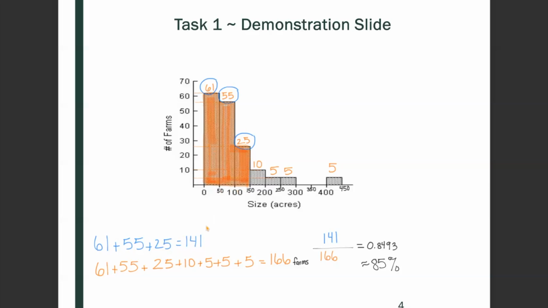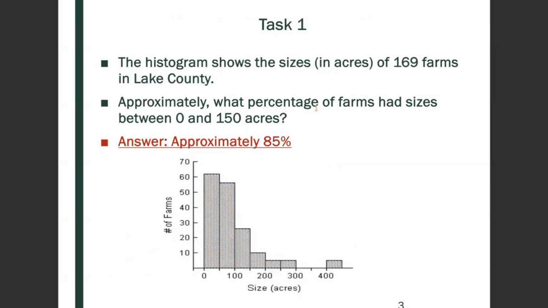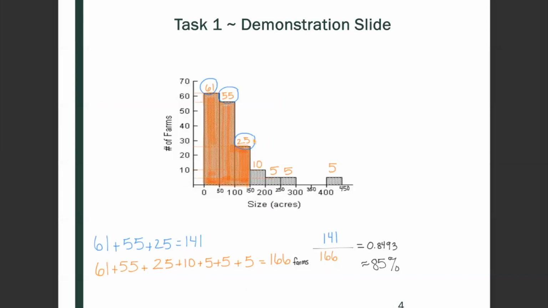So the question asked again, what percentage of farms had sizes between 0 and 150 acres? If we add up the height of these bins, we'll get the number of farms that are 0 to 150 acres. But in order to get that proportion, we also have to know the total number of farms we're dealing with. So we also have to see how tall the rest of these bins are, and then we'll add up all of the heights of the bins together, and that will give us the total number of farms.